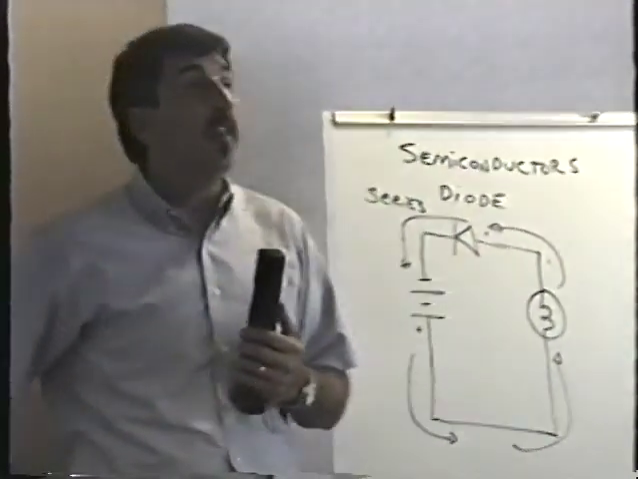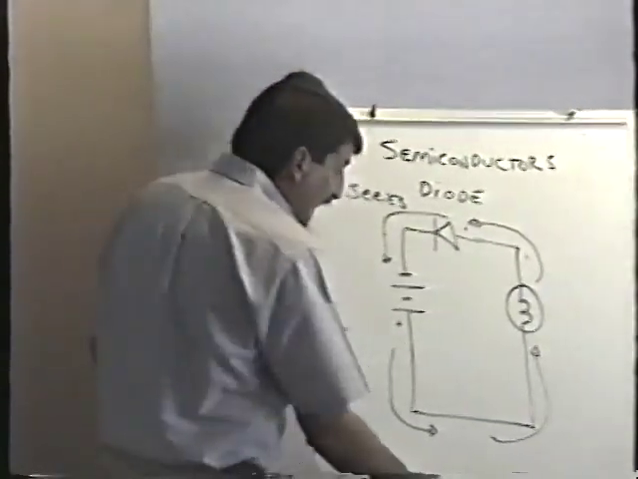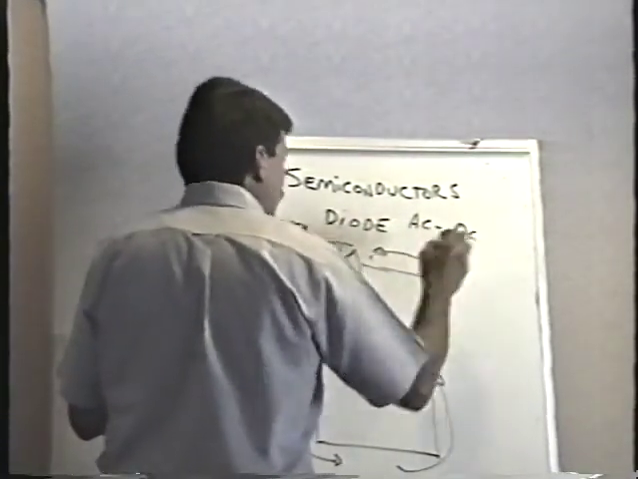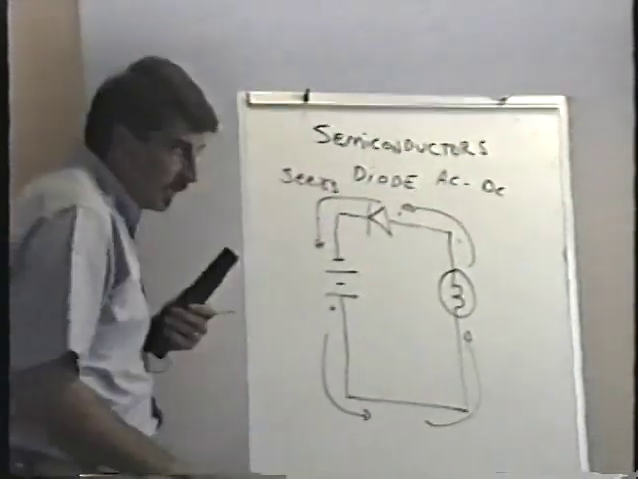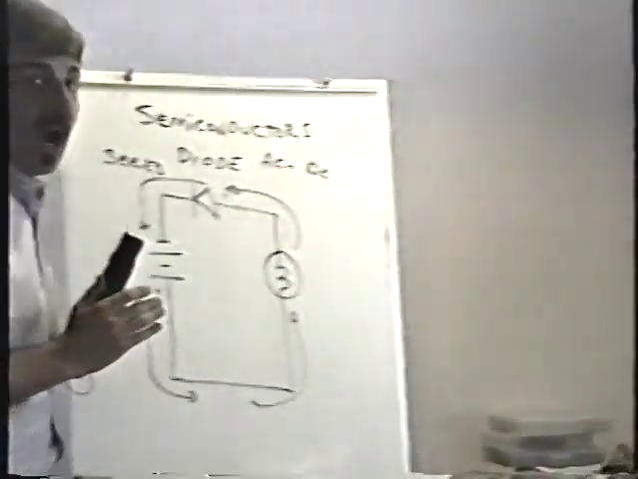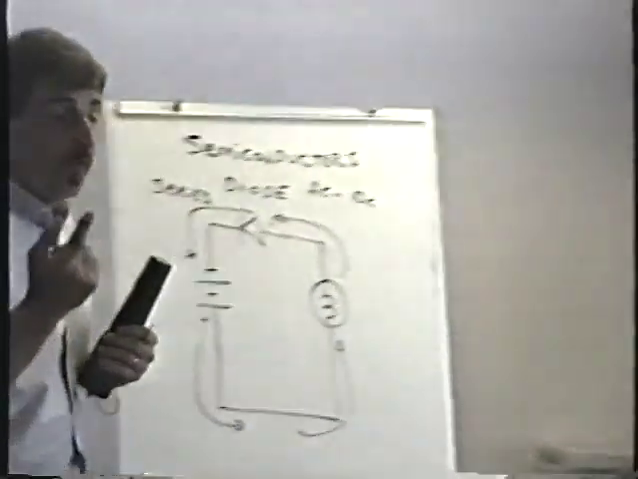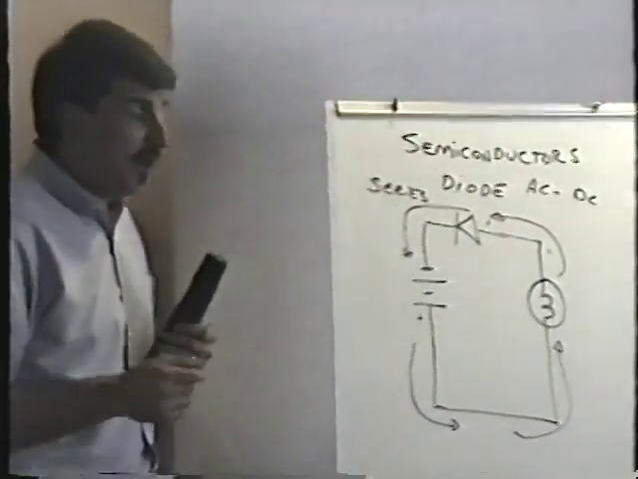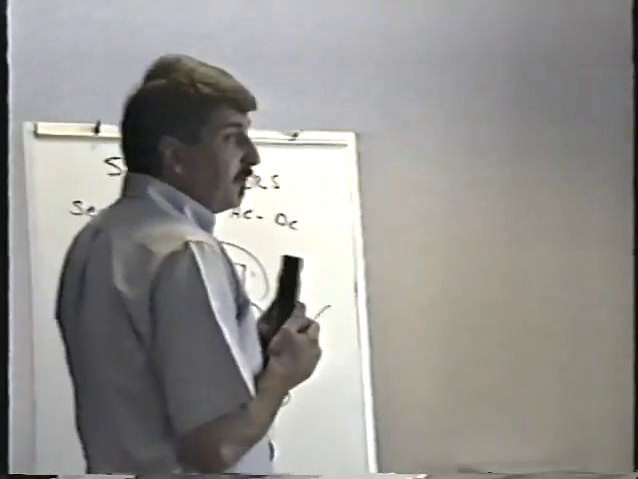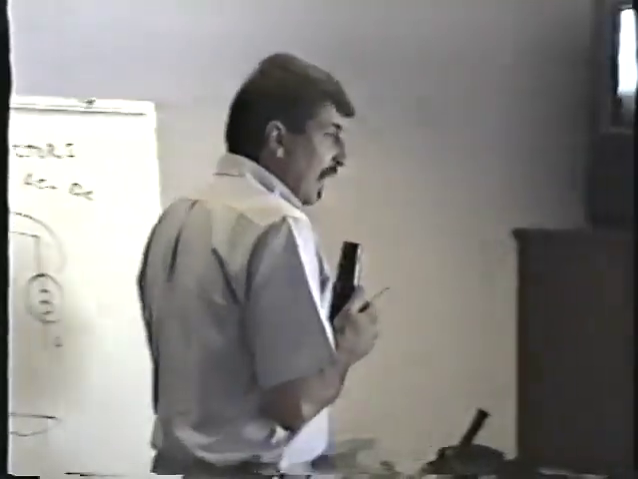But one of the places we use a diode a lot is to change alternating current into direct current. Remember that alternating current sometimes goes this direction, then it goes this direction. It's constantly changing direction, one direction, then the other. Well, we take that AC and we run it through the diode, and here's what happens. The diode lets it go one way, but keeps it from going back. It can't go back.